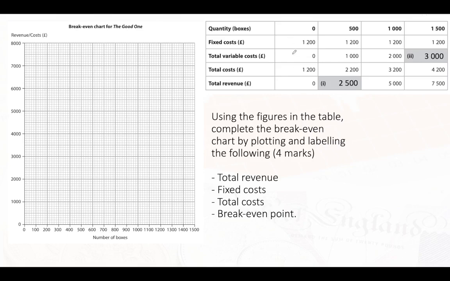So if we look for total revenue, we would start with 0. We would then go to £2,500, okay? And so on and so on. What I would do if I was you, I'd pause this. I would maybe screenshot it, stick it into Word, plot the lines, see how you get on, make sure you label everything. Hopefully you paused. If you didn't, never mind.